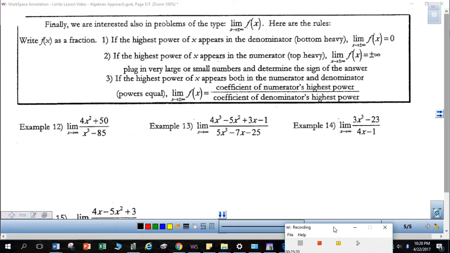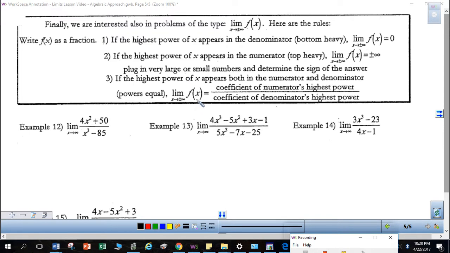So the last type of problem we're going to look at in this section are in the type of a limit as x approaches positive infinity or a limit as x approaches negative infinity. So if we think about what's going on here, as the limit as x approaches infinity, we're thinking about what's happening on the far right side of our graph as our x values are getting bigger and bigger, or as x approaches negative infinity, what's happening on the far left side as our x values get smaller and smaller.